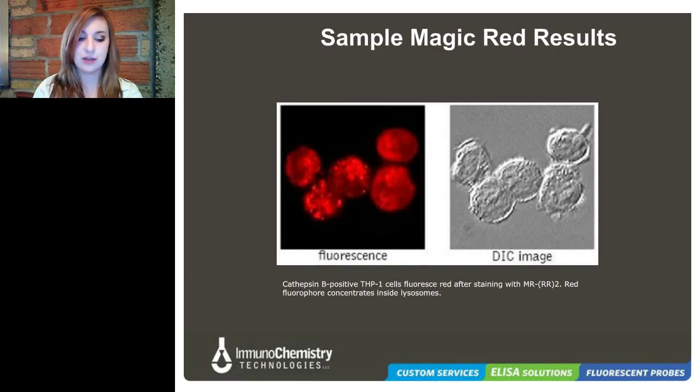Here's another good example of a positive cathepsin B Magic Red assay in THP-1 cells. On the left, where it's fluorescing red, you can see that the cathepsin B is concentrating in the lysosomes of the cells.